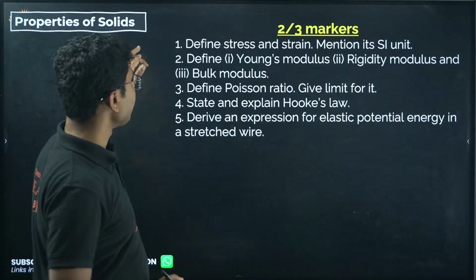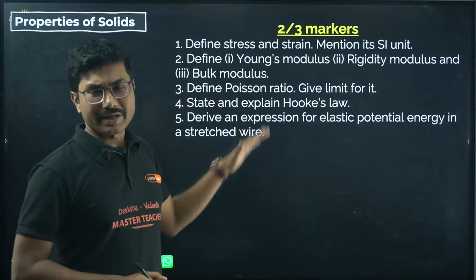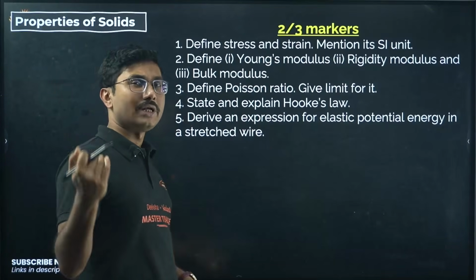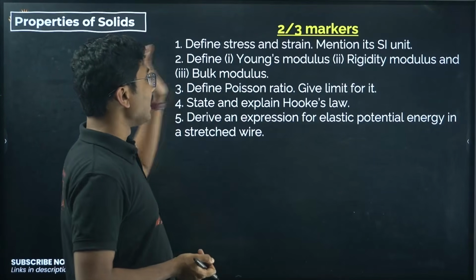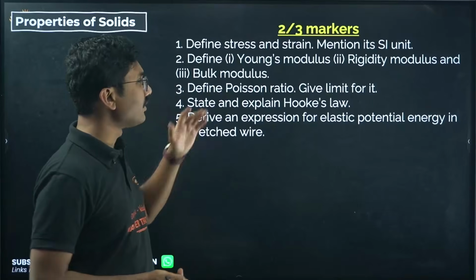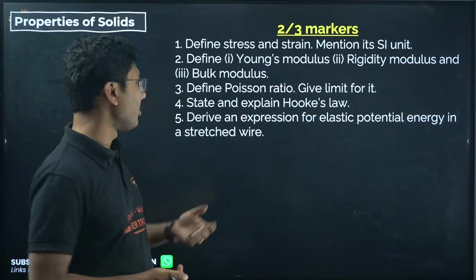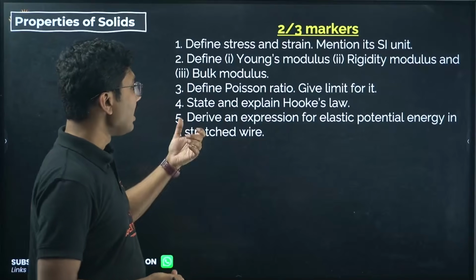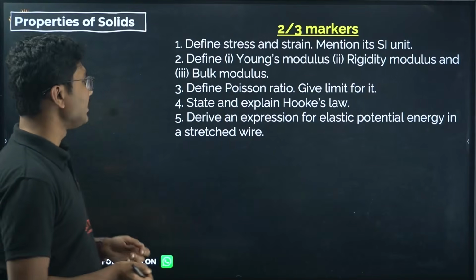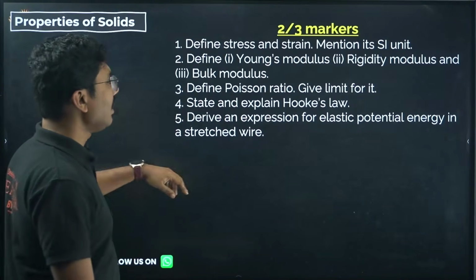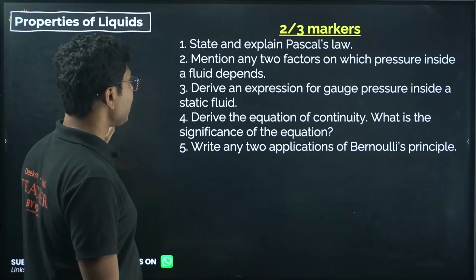Next is properties of solids. From this chapter we are not expecting any 5 marker questions. We are only expecting 2-3 marker questions. Define stress and strain. Define Young's modulus, rigidity modulus, bulk modulus. Define Poisson's ratio. Give the limit for it. State and explain Hooke's law. Derive the expression for elastic potential energy of a stretched wire. So these are all 2-3 marker questions.